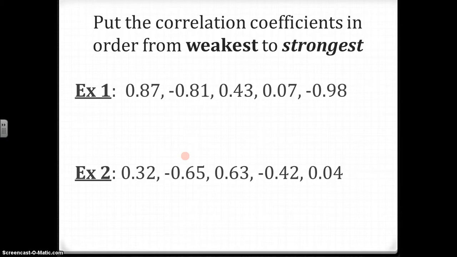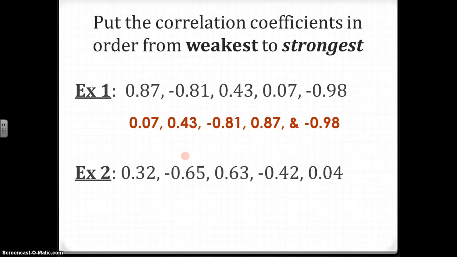If we put the correlation coefficients in order from weakest to strongest, and I'm going to go ahead and give you a hint. The signs have nothing to do with it being weak or strong. The closer the number is to 0 makes it weak. The further away from 0 makes it stronger, no matter if it's positive or negative. And so if we're putting them in order from weakest to strongest, go ahead and pause the video if you want to take a moment to see.